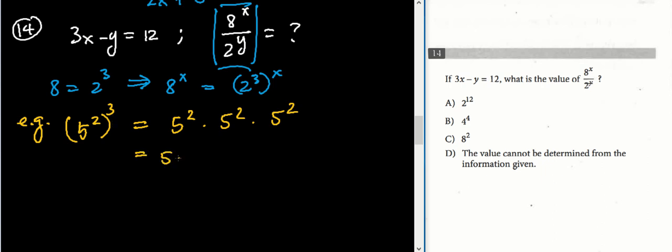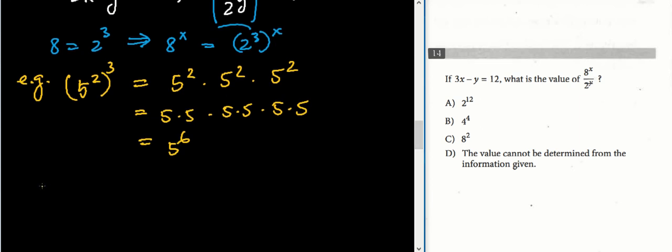Now each of these 5 squareds is the same thing as 5 times 5. So this is 5 times 5, this is 5 times 5, and this is 5 times 5. So that's the same thing as saying 5 to the 6th power. So what you'll observe, and this is by no means a rigorous proof of this property, but I think that this gives you an intuition of what's actually happening here. If you have a base raised to an exponent raised to a second exponent, the result is the base raised to the product of the exponents. So 2 times 3 is 6.